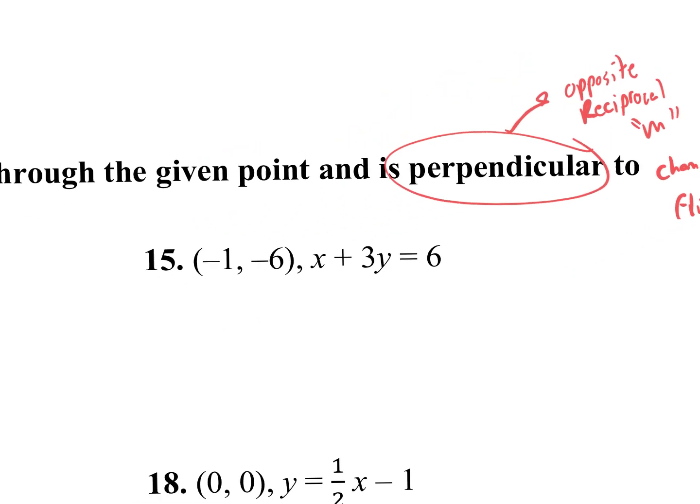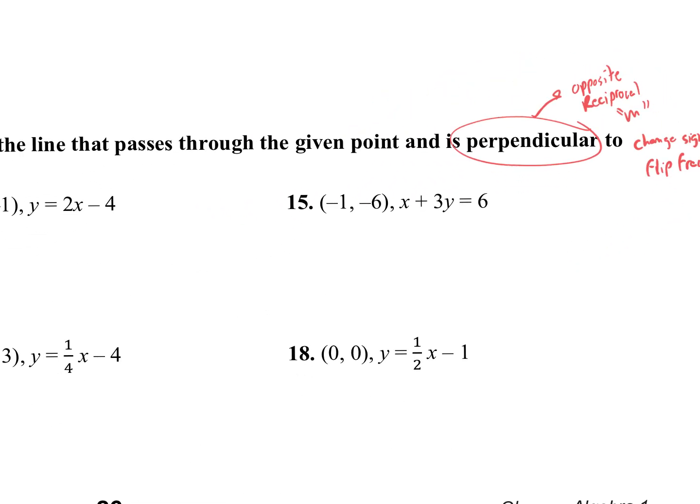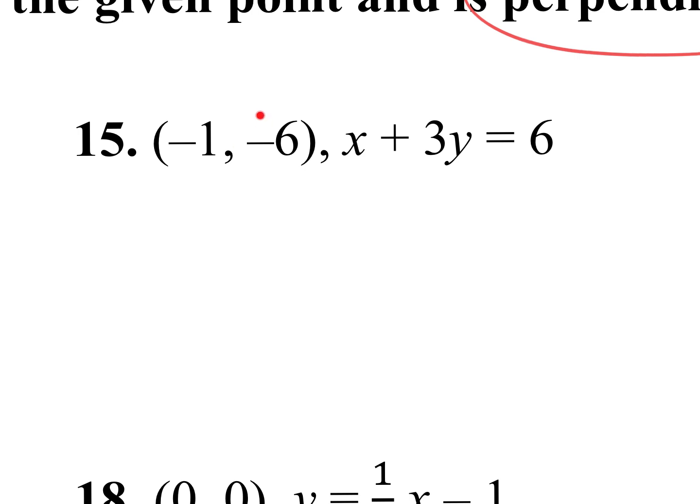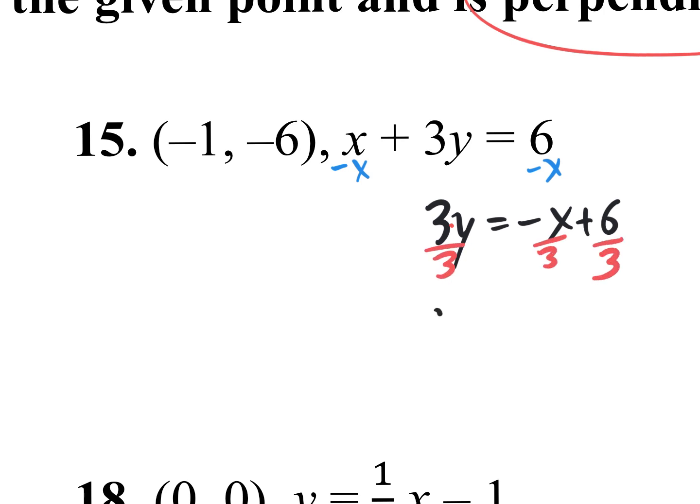So when they tell you to write an equation in slope-intercept form of the line that passes through the given point and is perpendicular to this one, first of all, you don't know what this slope is because it's in standard form, right? So you need to change this to slope-intercept form. That's the first thing to do, subtract x and subtract x. You're going to have 3y equals negative x plus 6. You'd have to get rid of the multiplication of 3 by dividing by 3, dividing by 3, dividing by 3. Your new equation's y equals negative, there's an invisible 1 right there, negative 1 over 3x plus 2. 6 divided by 3 is 2.